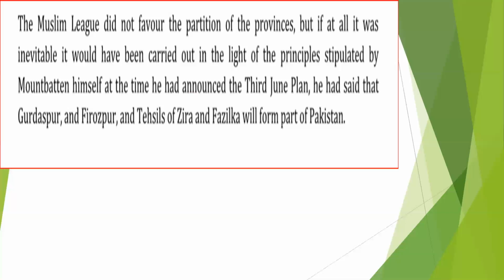The Muslim League, the Muslims' political party, did not favor the partition of the provinces. They were not in favor of partition, but if at all it was inevitable, it should have been carried out in the light of the principles stipulated by Mountbatten himself at the time he announced the 3rd June plan. He said that Gurdaspur, Firozpur, Tehsil of Zira and Fazilka will form part of Pakistan. These were Muslim majority areas, and clearly Mountbatten himself had announced that these should be part of Pakistan.